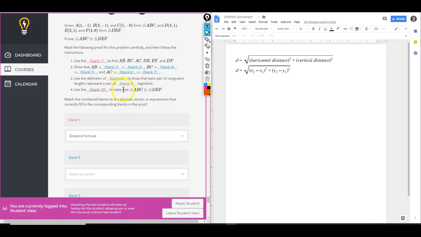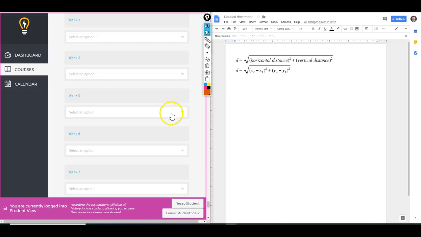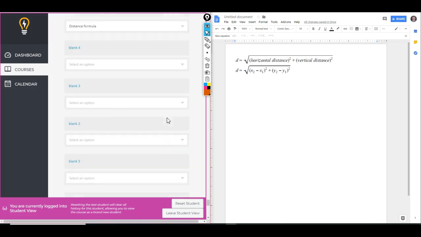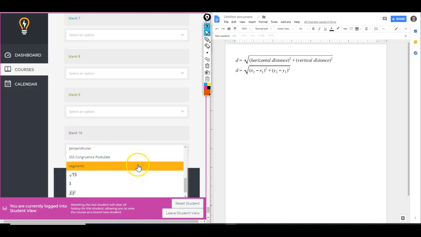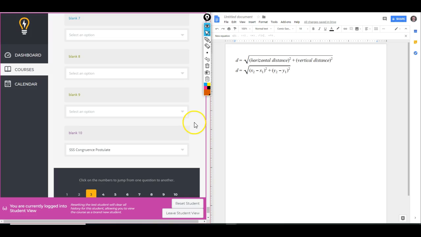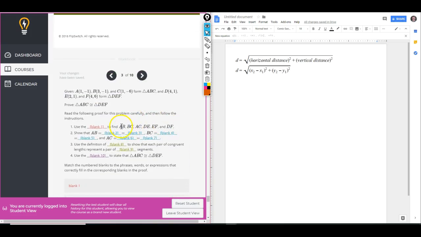So since it's going off of all of the side lengths, that is for blank 10, all of the side lengths means that they're going to be using the side-side-side congruence postulate. So that's just something that I picked up, noticing that they are comparing all of the side lengths for all of the triangles. So it's also talking about congruent lengths representing a pair of congruent segments.